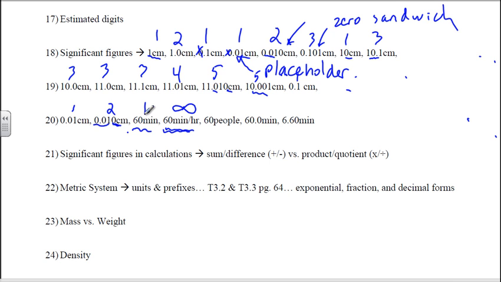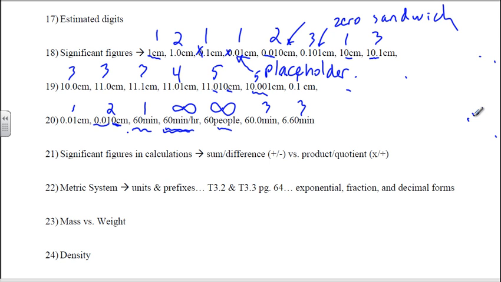60 people. Count the number of people on this floor right now. There's 60. No more, no less. And it's an exact quantity, usually, unless it's statistics you're doing. So that's infinite. 60.0 minutes, it was timed. Okay, that's 3. 60.0 minutes is 3. Those zeros are counting. So if you struggle with sig figs, that's all I can go over now, but come see me and we can go over some with you.